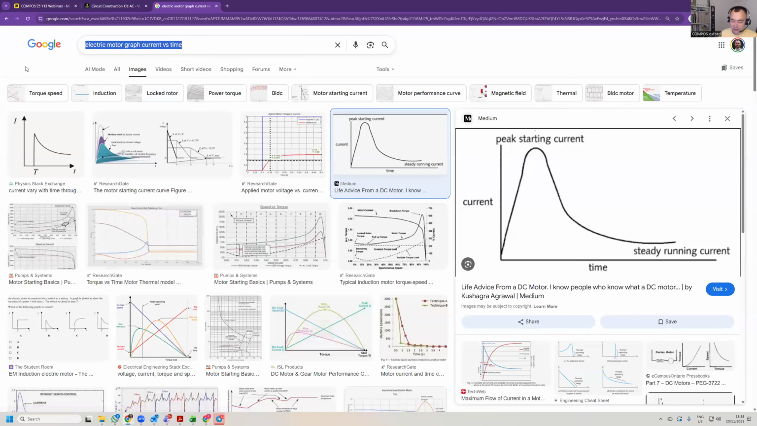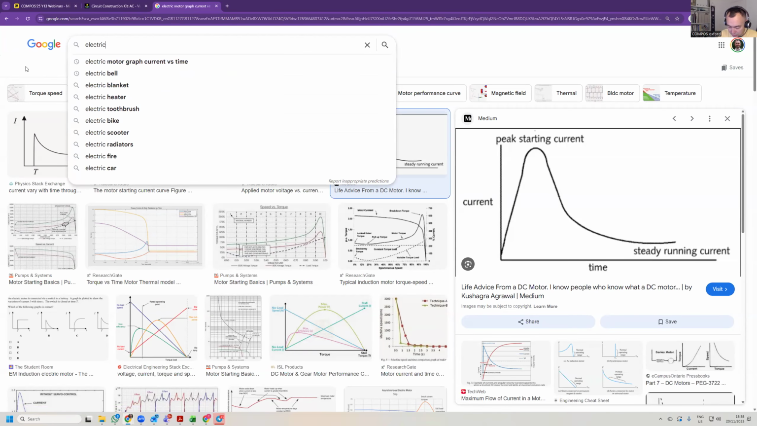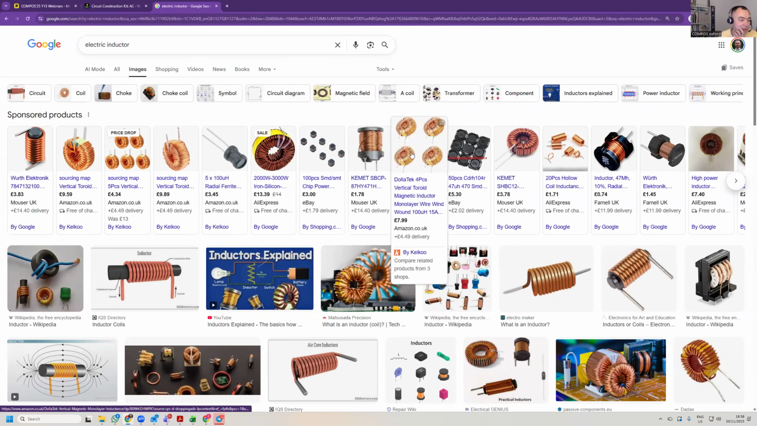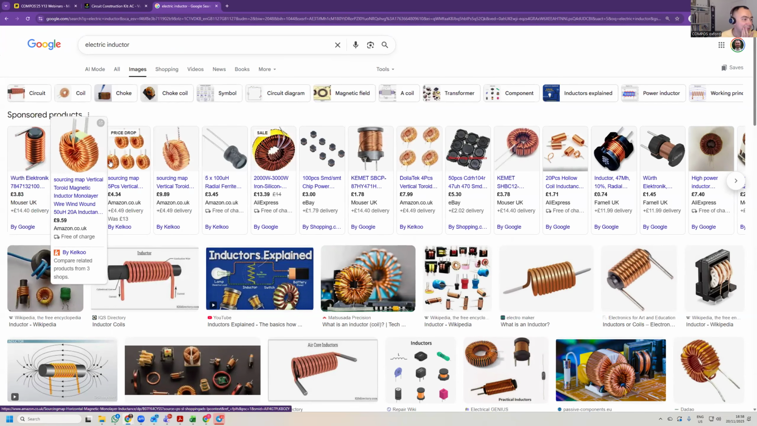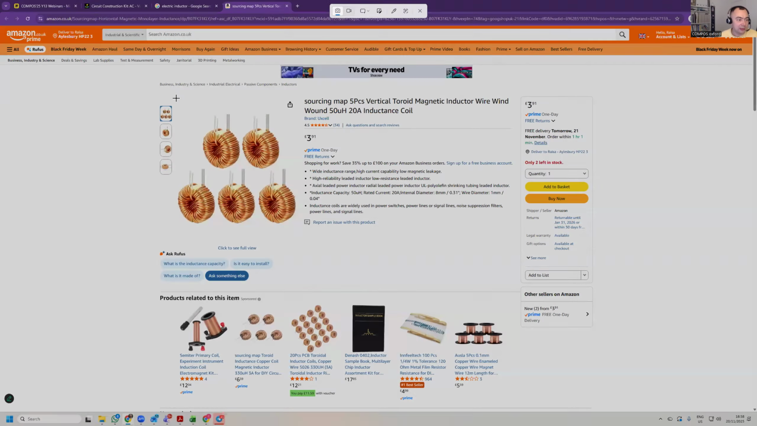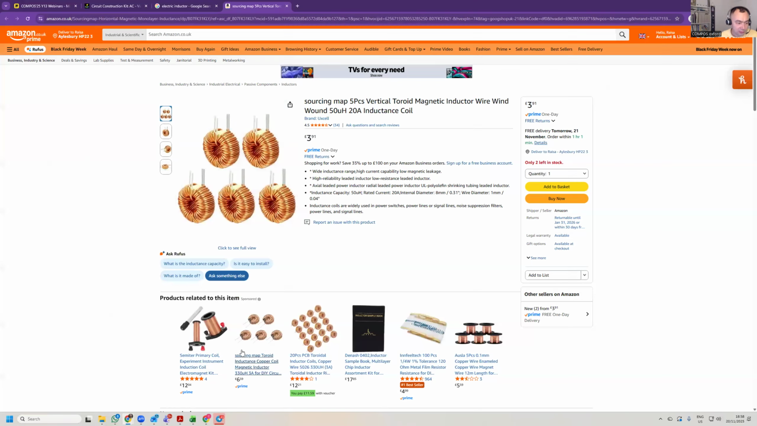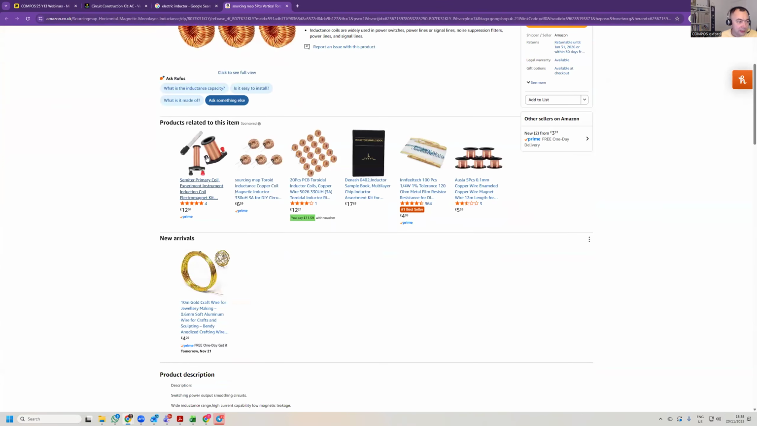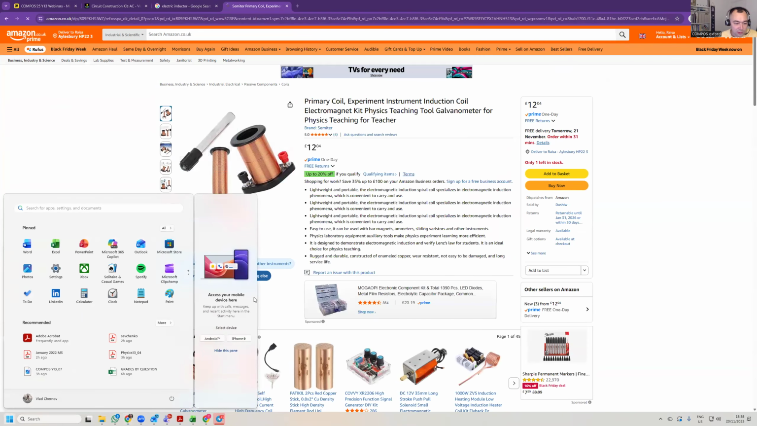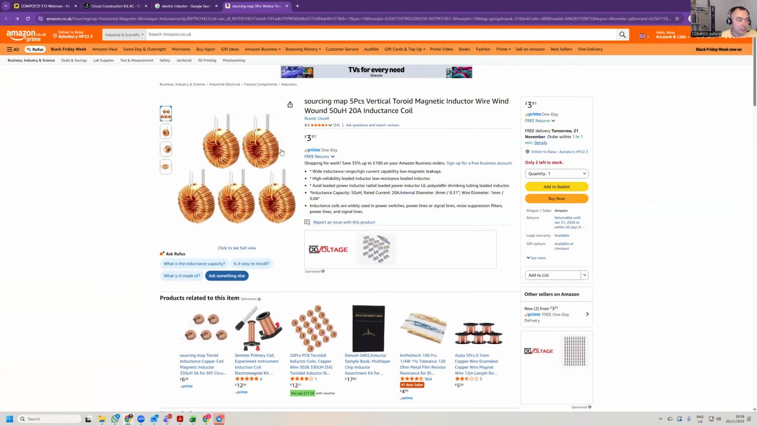So what is an electric inductor? It looks like this. You might have seen it if you've ever taken apart a computer or anything like this. You would see those induction coils. Or like this. This is an induction coil. This is a school induction coil.